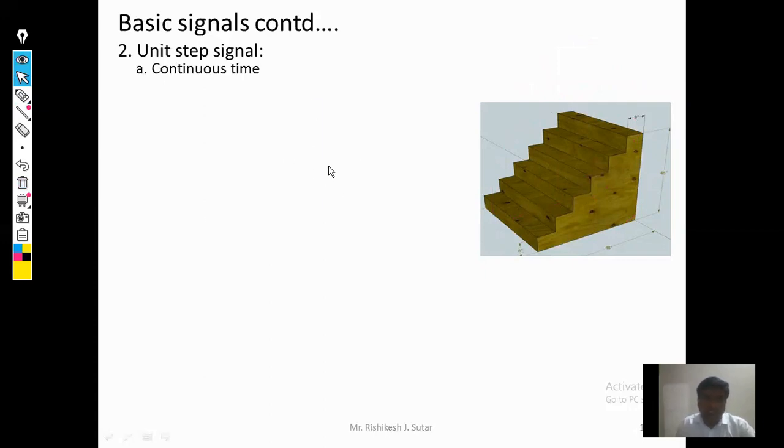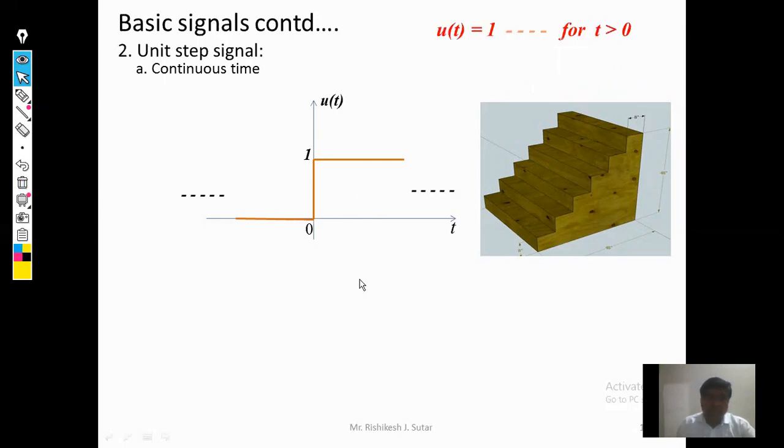Let's go with the continuous time. You can see here, this is the unit step signal. You can see its amplitude is 1, and it is represented as u of t. Its expression is that u of t is equal to 1 for t greater than 0, and it is equal to 0 for t less than 0. And also it is undefined for t equal to 0.